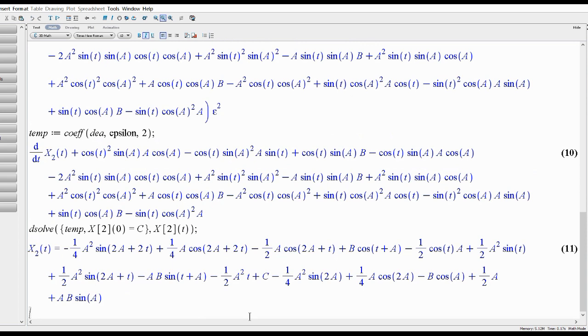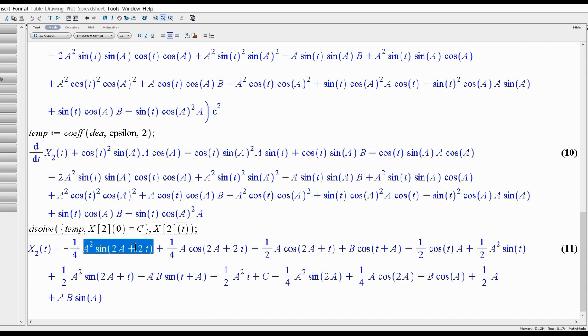And I expect trouble here, so let me look for it. I'll find it. Here is trouble. So you see this one, this a square t is going to grow and grow and grow. This is an order epsilon square quantity. So by the time t is equal to order 1 by epsilon square, this solution will break down.